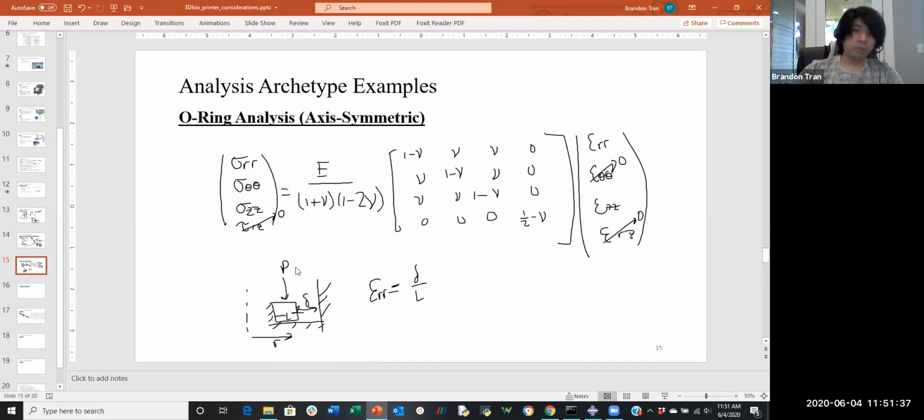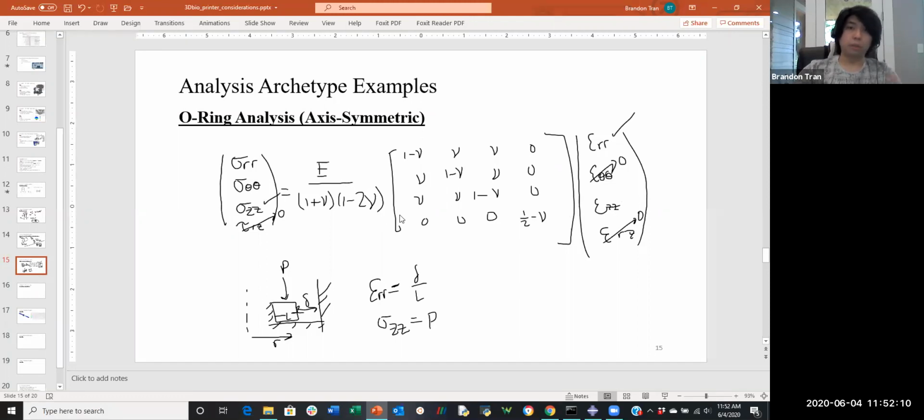Obviously, we've got sigma ZZ. We obviously have a sigma theta theta right here. And we're going to compress against this wall as soon as we expand a specific amount. And we already know what sigma ZZ is. Sigma ZZ is essentially P, whatever pressure I applied. So with that given, we know what this is, and we know what this is, okay?